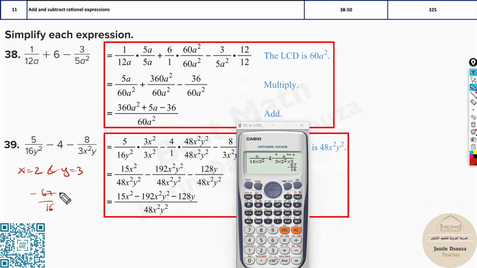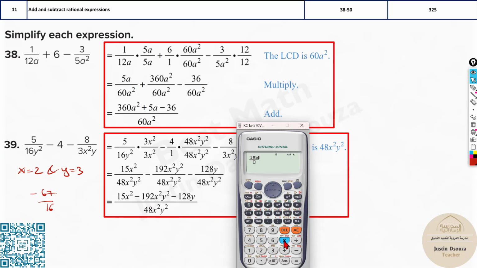You need to be very careful. You need to check how you input the values. Imagine instead of x I put 3, that's the y value, then it's entirely wrong. So you need to be very careful and then check it's negative 67 by 16. Now only one correct answer will give you the same value.